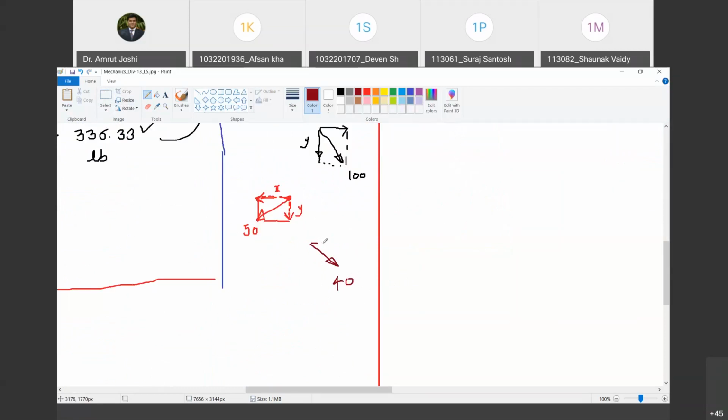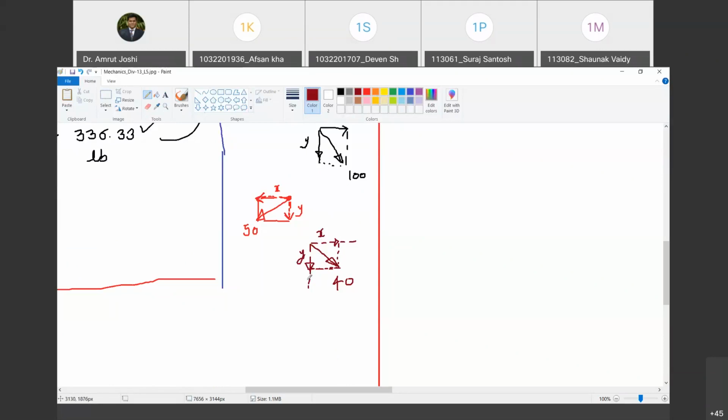Now this is x and this is y. I have to find out two forces along x and y such that their addition is 40. So what do we have to do? 40 should be the diagonal of the completed parallelogram. So this is the completed parallelogram and these are the two forces. Happy? Yes. This is the x component of 40 Newton and this is the y component of 40 Newton.